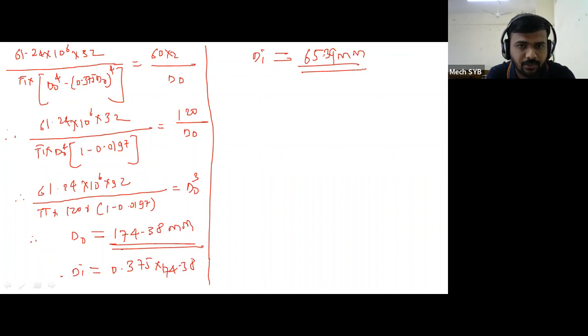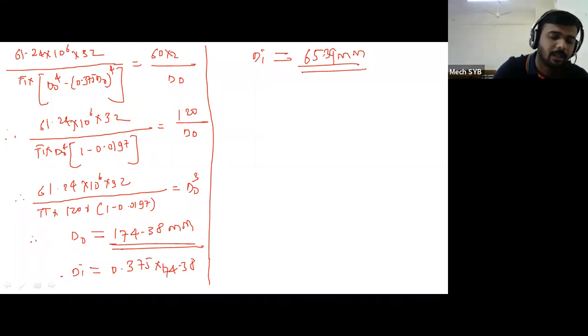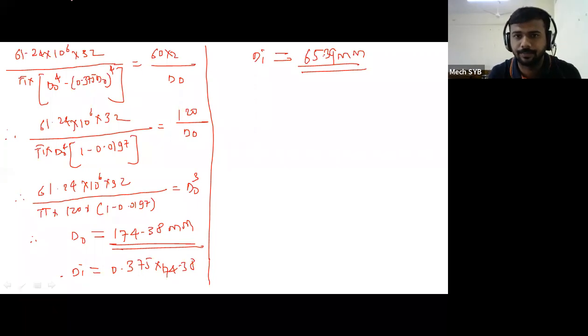Everyone has to solve this and you have to send answers in the chat box. Those who have solved for the shear stress concept, they can go further and try to solve for the angle of twist also and send me the answers accordingly. I will also check the answers. So those who have calculated 174.28, 38, all the answers are accepted. Internal diameter answers are also accepted. Now we'll move to the next.